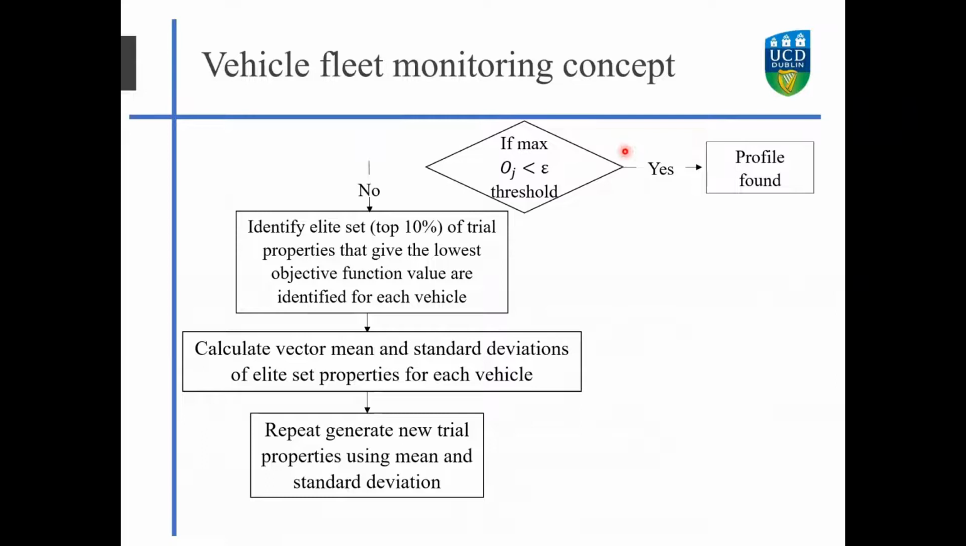Then, if the result is not good, the top best 10% of the trial properties that give the lowest objective function values are identified for each vehicle. Then we calculate the mean and standard deviation of these properties for each vehicle. Then we generate new trial properties using the mean and standard deviation and repeat this flow. Finally, we will get the true profile.